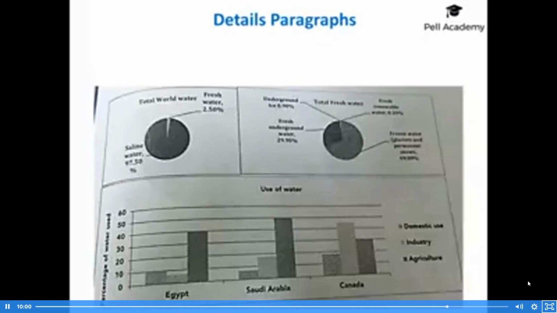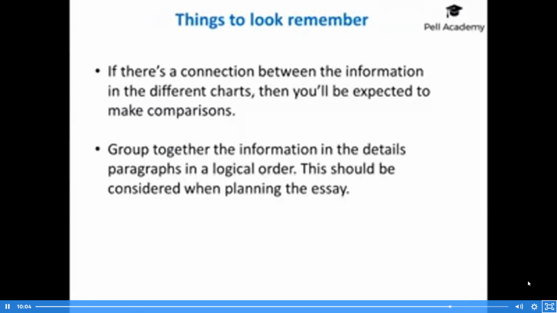Hopefully you've learned something from comparing your answer with that. Firstly, you just need to check if there is a connection between the information in the different charts. If there's no connection, you're not going to make comparisons, and it's easier to just divide them into different key features, whereas if there is a connection, you want to put them together in the key features and possibly in the details paragraphs. And this follows on: make sure that you group the information in the details paragraphs in a logical way. Don't wait until you start writing the details paragraph to consider this. This should be done while you're planning the essay.